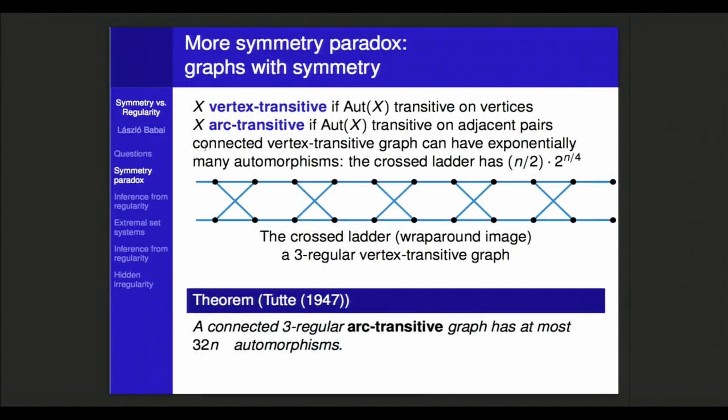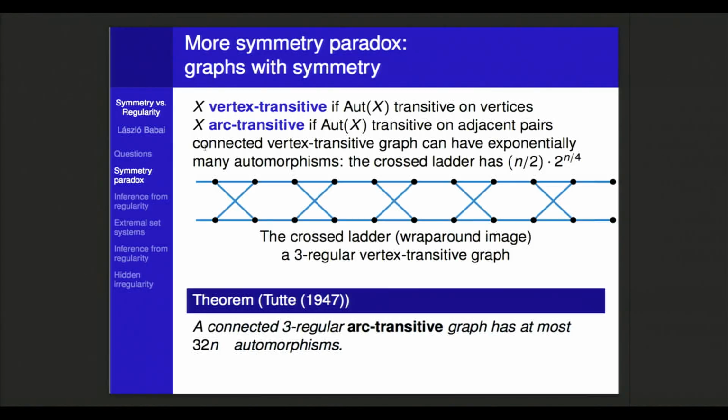Okay. Now, let's look at a more direct example of the symmetry paradox. A graph is vertex-transitive if the automorphism group acts transitively on the set of vertices. And arc-transitive means that it acts transitively on the set of ordered pairs of adjacent vertices. So in particular, every edge can also be reversed. This is part of the condition.